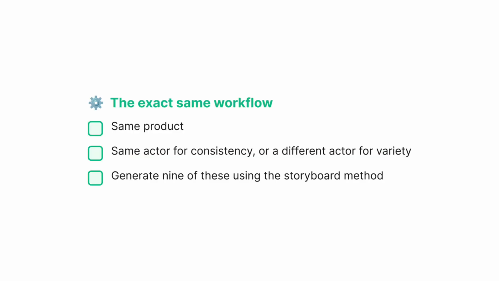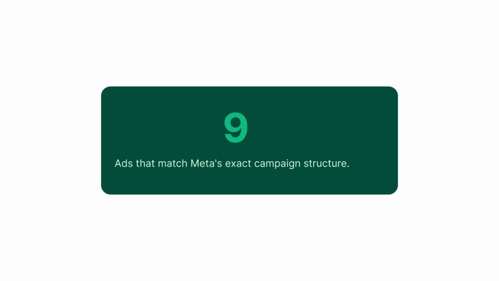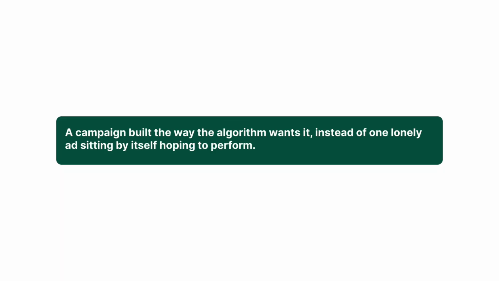So you use this exact same workflow, same product, same actor if you want consistency, or a different actor for variety, and you just generate 9 of these using the storyboard method. You end up with a campaign that's actually built the way the algorithm wants it, instead of one lonely ad sitting by itself hoping to perform.